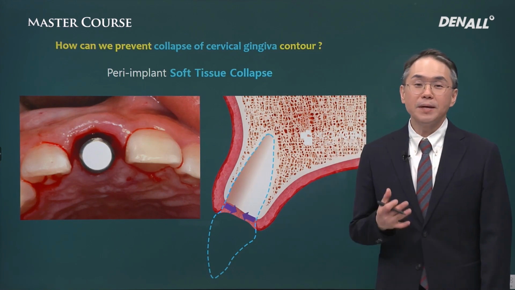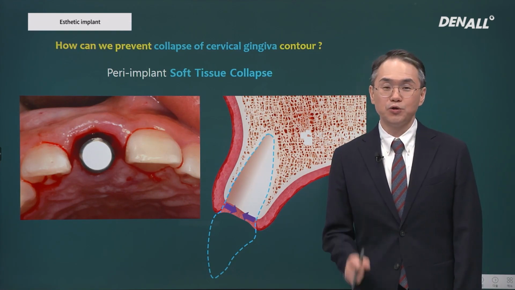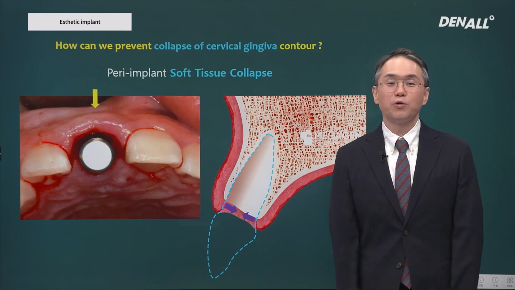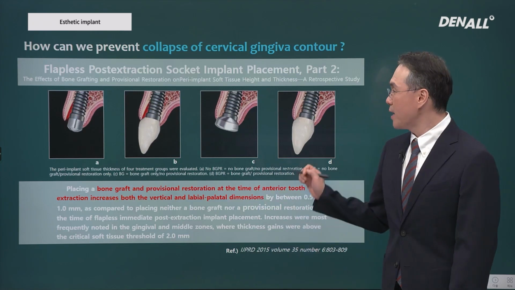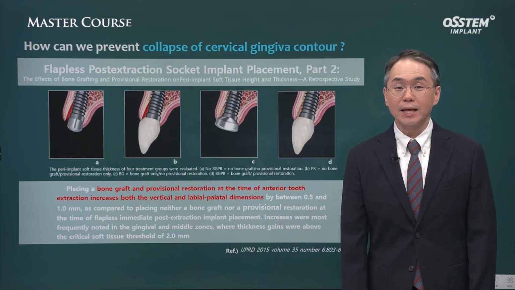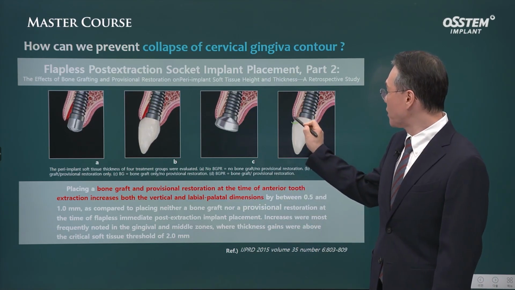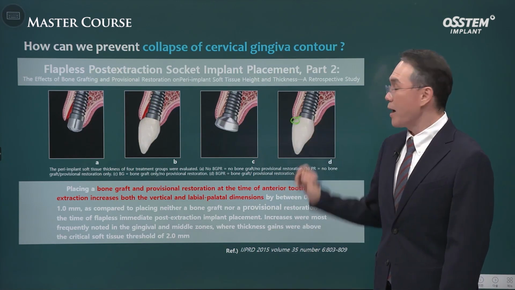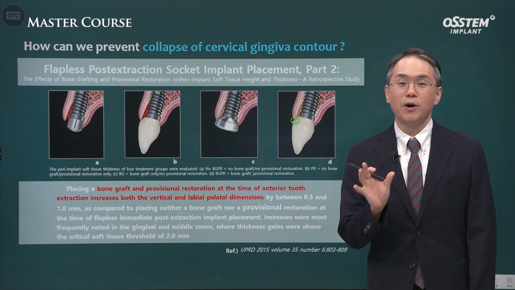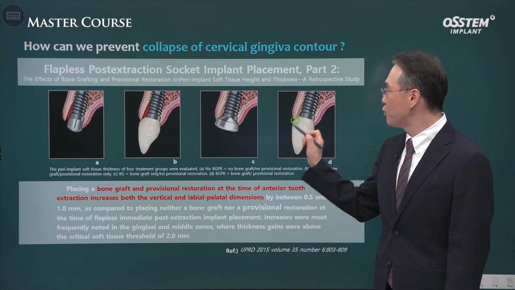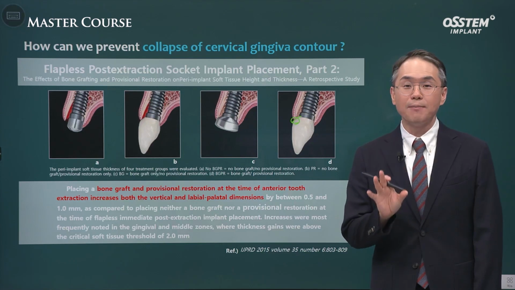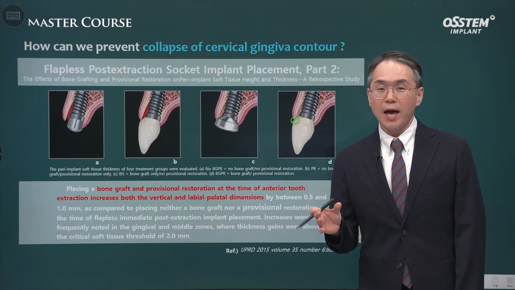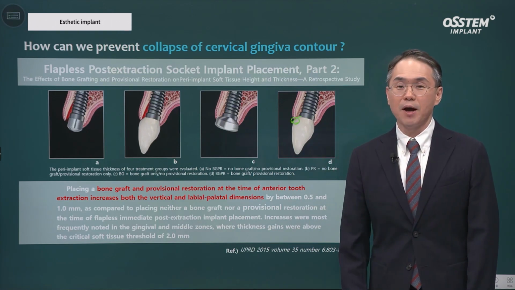Finally, in order to maximize aesthetics, bone housing is important, but more so, labial gingival contour is very important as well. When we talk about labial gingival contour, this is a technique that is frequently used. In providing a provisional restoration, you need to use a provisional restoration that has an emergence profile and cervical contour that can support the cervical gingival contour. As a result, you can prevent the collapse of the labial gingiva.